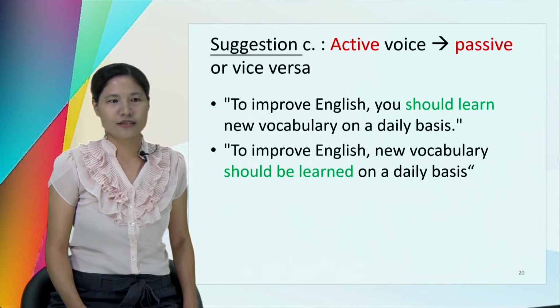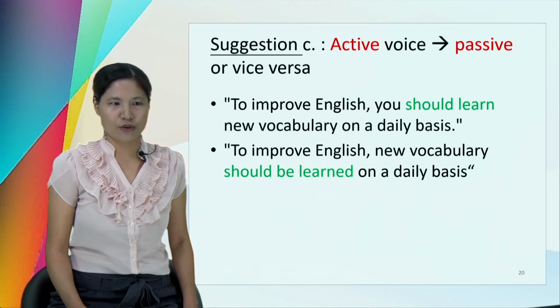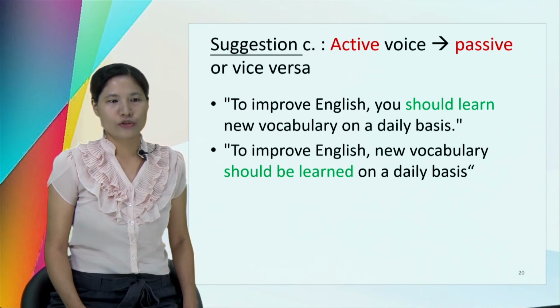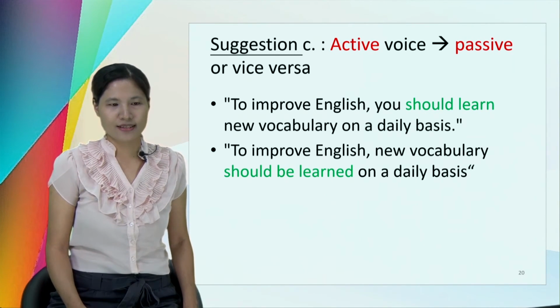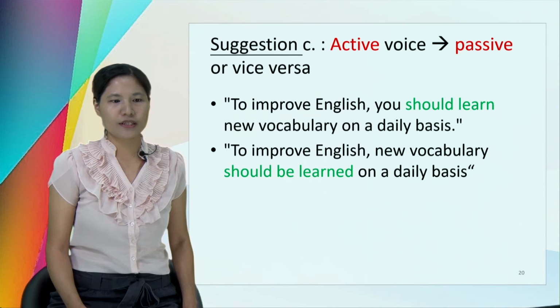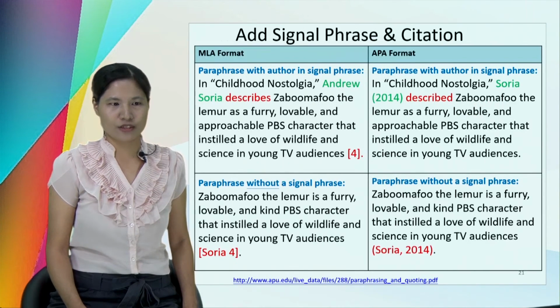And the last suggestion for using different grammar is we change from active voice to passive voice, or vice versa, means 主动式换成被动式. Like this example, to improve English, you should learn new vocabulary on a daily basis. Then we can say to improve English, new vocabulary should be learned. So you can see here, be learned, that's passive, 被动式.